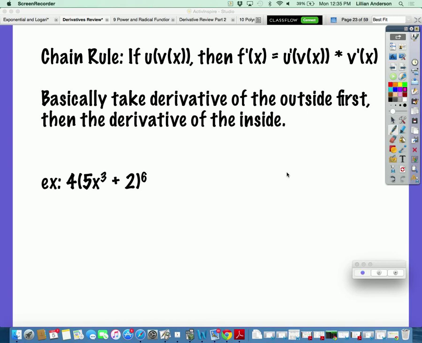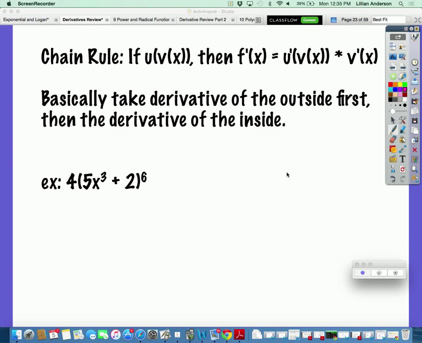Product rule is first times derivative of second plus second times derivative of first, and then there's the quotient rule. Chain rule is one of its own. Basically you have a function within a function, so your problems are going to look like composites, like you put a function inside of another function. To find the derivative, you take the derivative of the outside, keep the inside, and then multiply by the derivative of the inside.